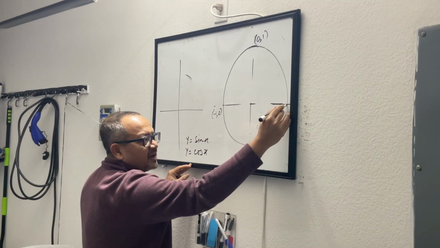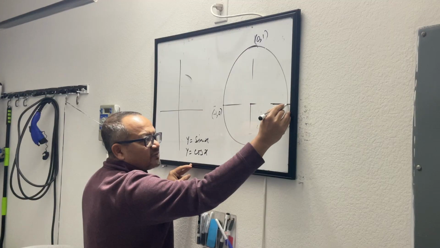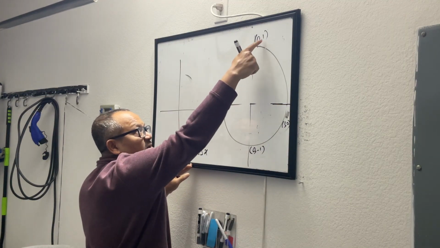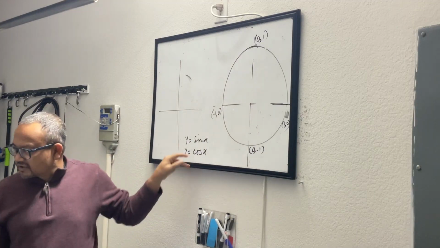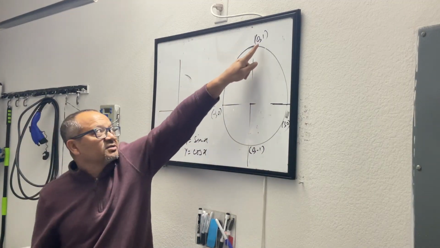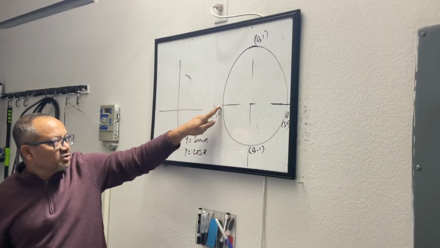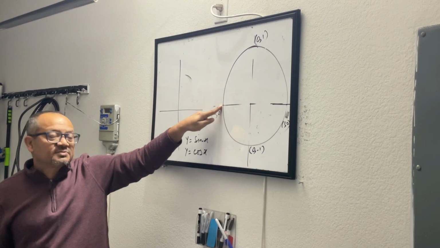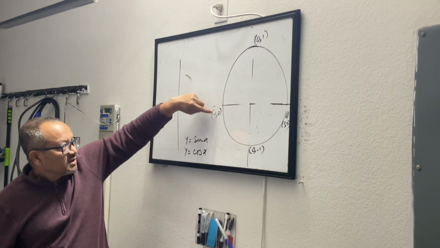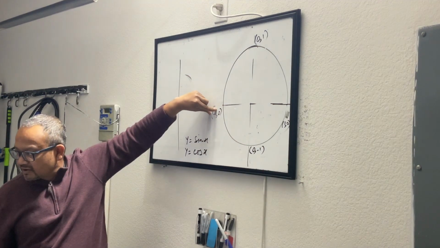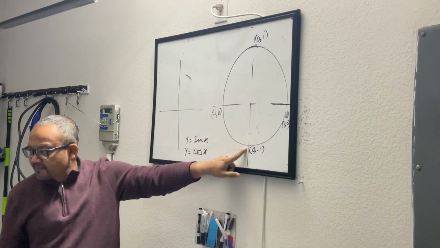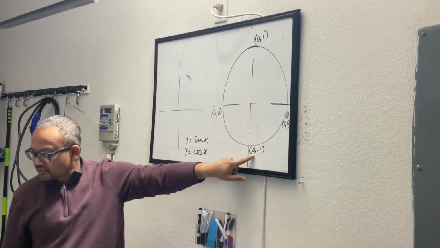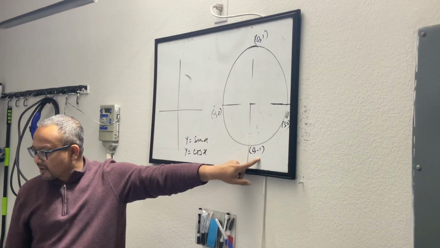When angle is 0, the coordinates of this one will be 1, 0. When angle is pi by 2, my coordinates will be 0, 1. Right? This is cos pi by 2, which is 0, and sin pi by 2, which is 1. When I come to this point, angle is pi. So sin of pi will be 0 and cos of pi will be minus 1. Here, this is 3 pi over 2, where my cos of 3 pi over 2 will be 0 and sin of 3 pi over 2 will be minus 1.